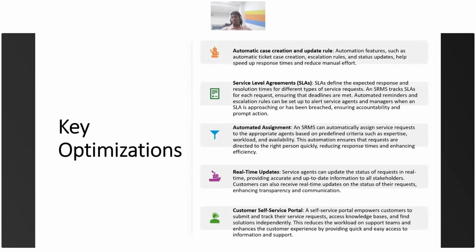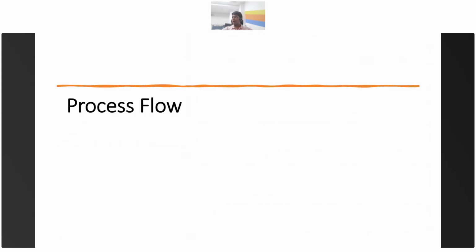The last point here is a customer self-service portal. It's an add-on, a good-to-have feature, I would say, but still, if you have it, it can be a game changer. So these are some of the key optimizations that we will look at for this session. Let's quickly have a look at what the process flow will be.